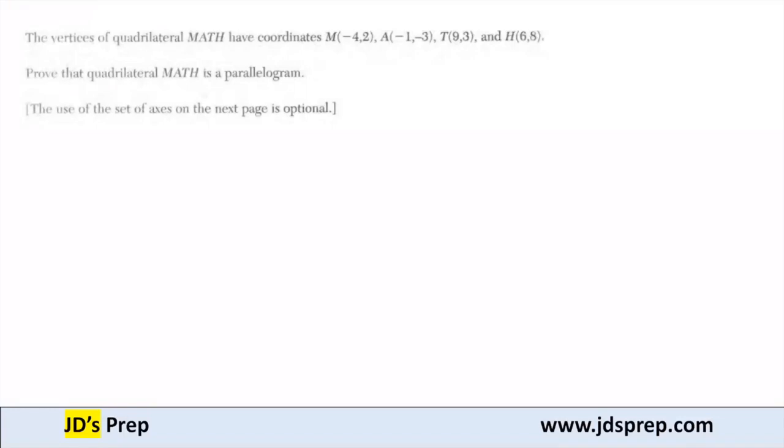For this problem, the vertices of quadrilateral MATH have coordinates M(-4, 2), A(-1, -3), T(9, 3), and H(6, 8). We want to prove that quadrilateral MATH is a parallelogram. So in other words, we want to prove that both pairs of opposite sides are parallel. If we can prove that, then we can prove that MATH is a parallelogram. Okay?